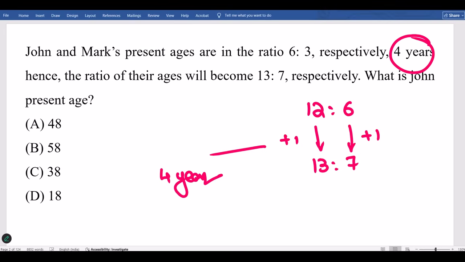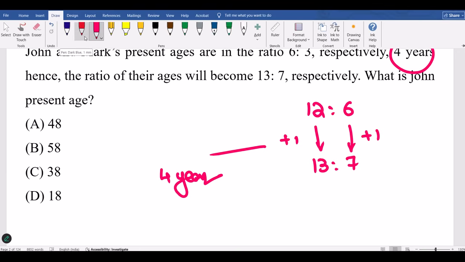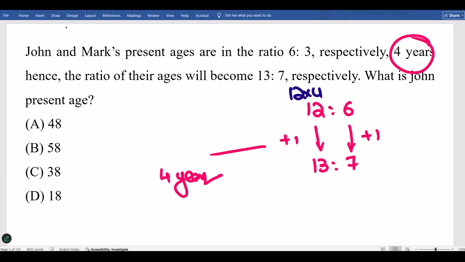Now what we can mention: John's present age is nothing but 12 into 4, 48 directly. Mark's present age is 6 into 4, 24. This is what I can suggest, the direct one.